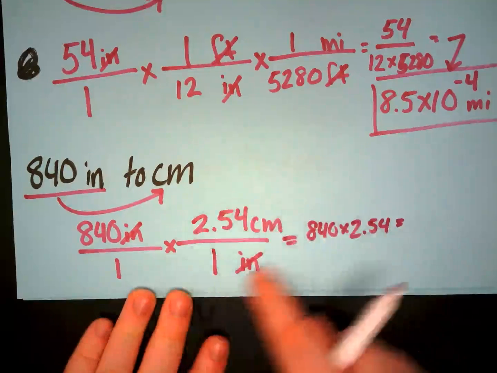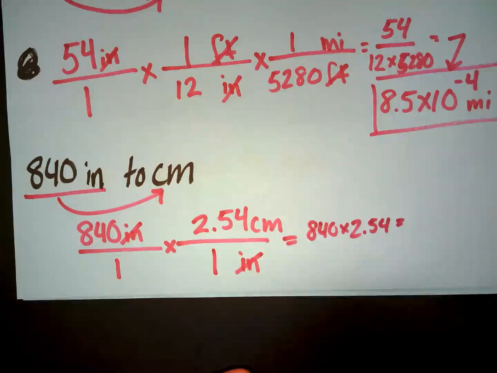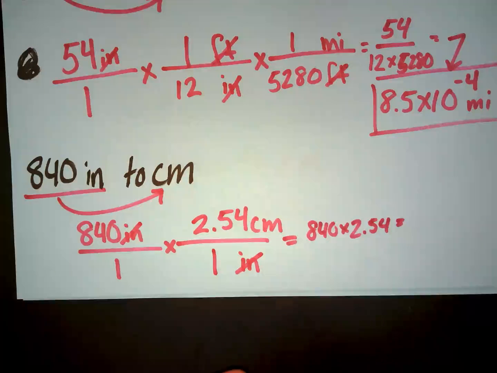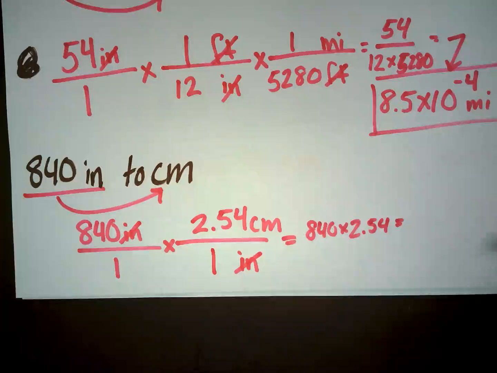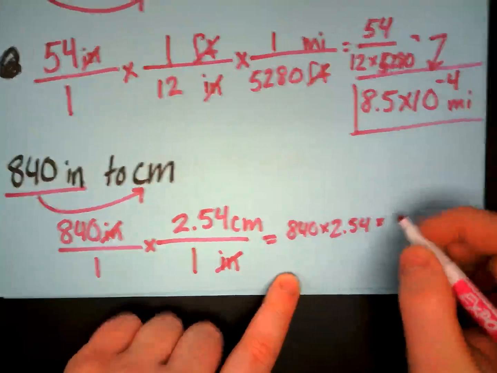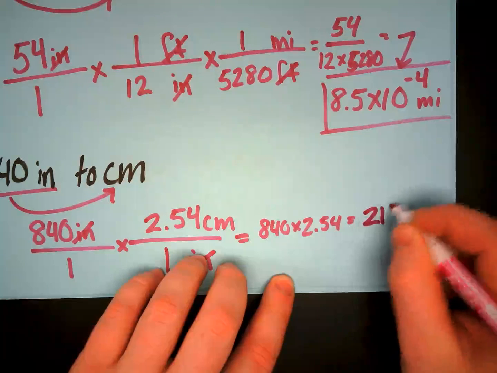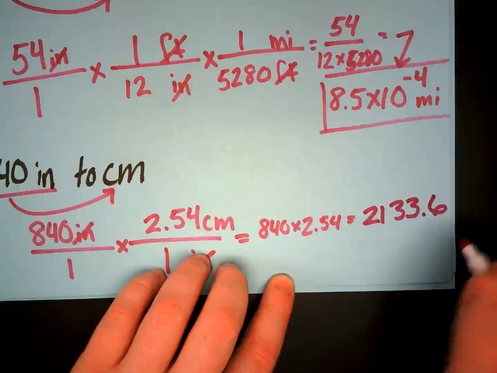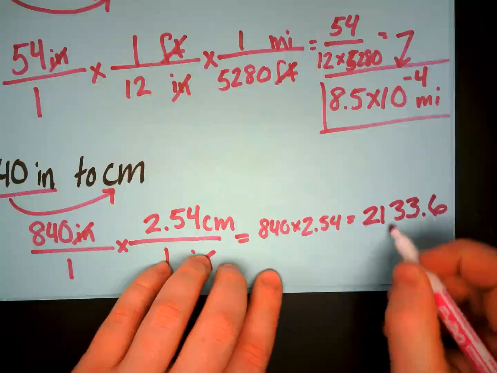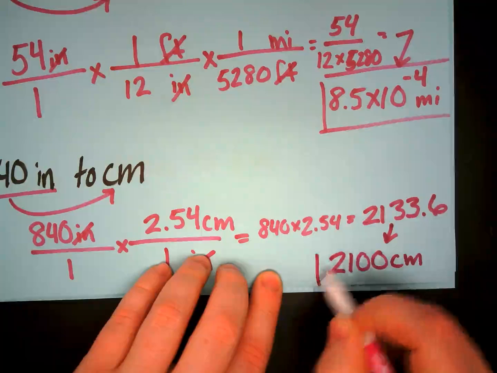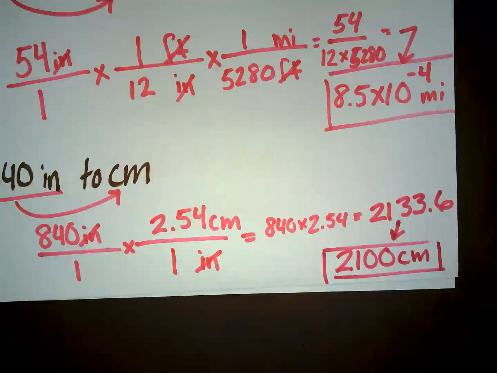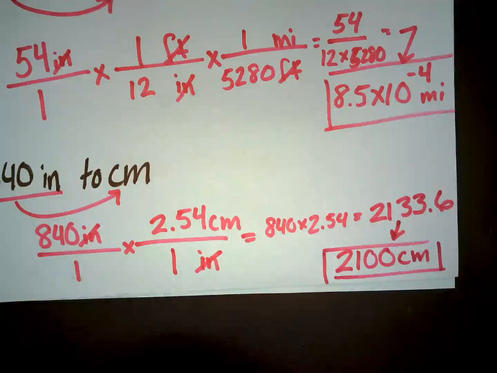Again, this is a conversion factor, so we don't use the sig figs here because it's an exact number. We just care about the inexact number. So we're going to end up with an answer here with 2 sig figs. When I pop that into the calculator, I get a big old answer of 2,133.6. So we need to shorten this down to 2,100 centimeters.